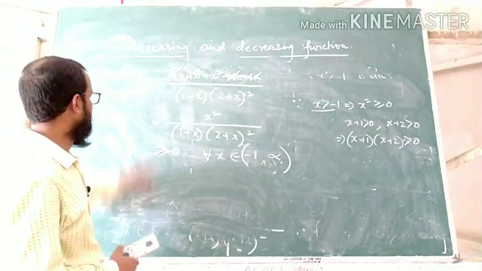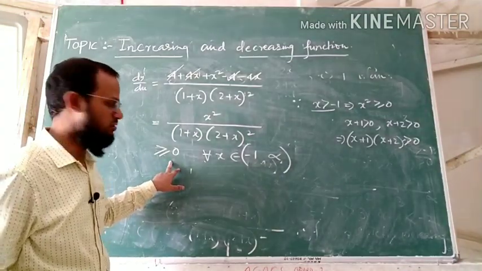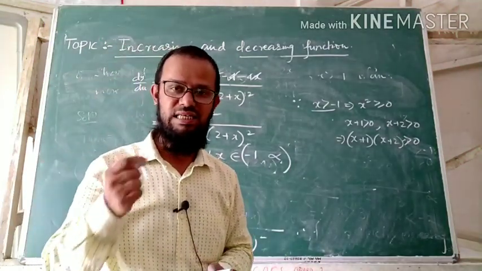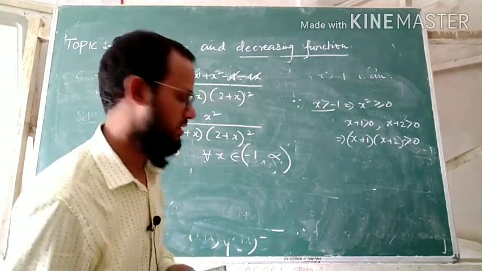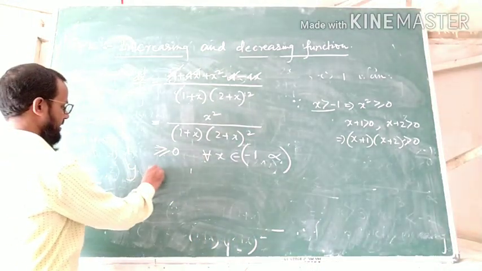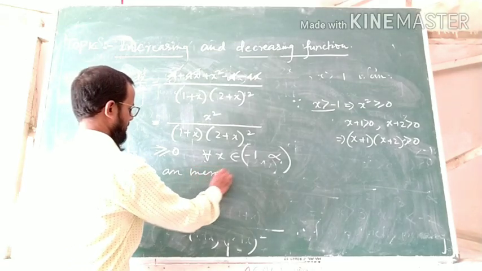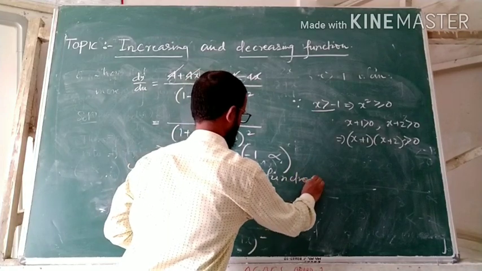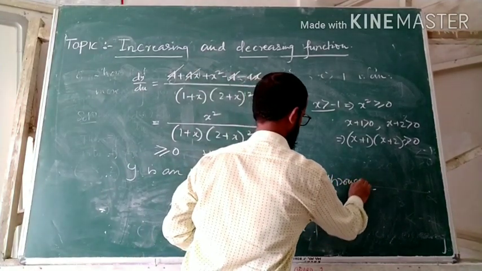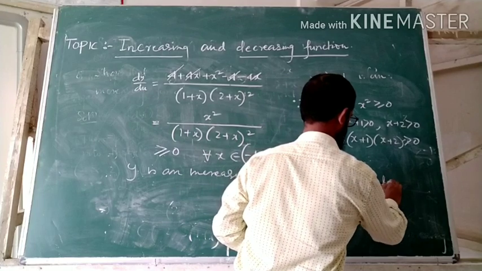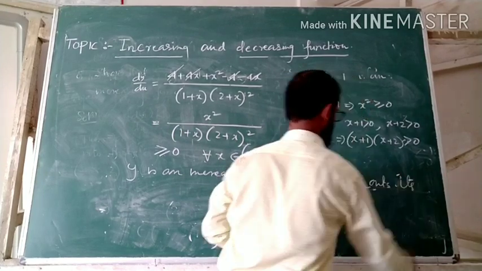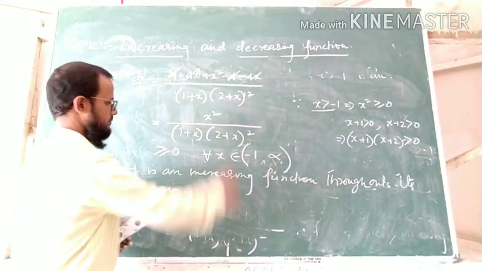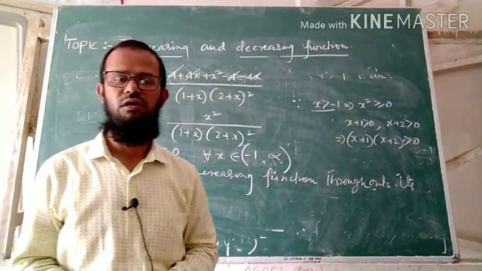Understood? Ultimately, dy by dx is greater than or equal to 0 for all x belonging to that domain, which means y is an increasing function throughout its domain. Therefore, y is an increasing function throughout its domain. So this is the way you have to solve the problem.